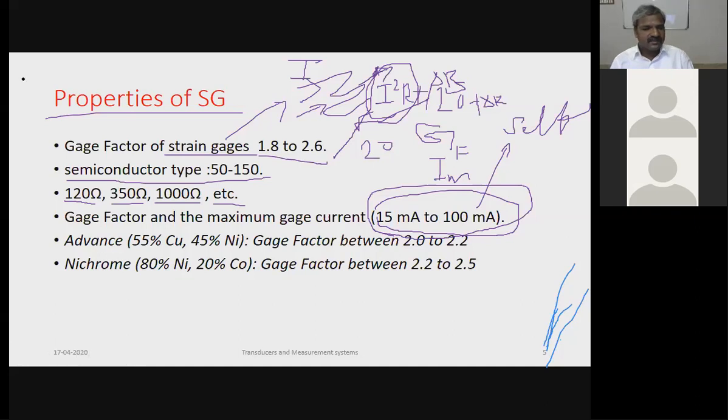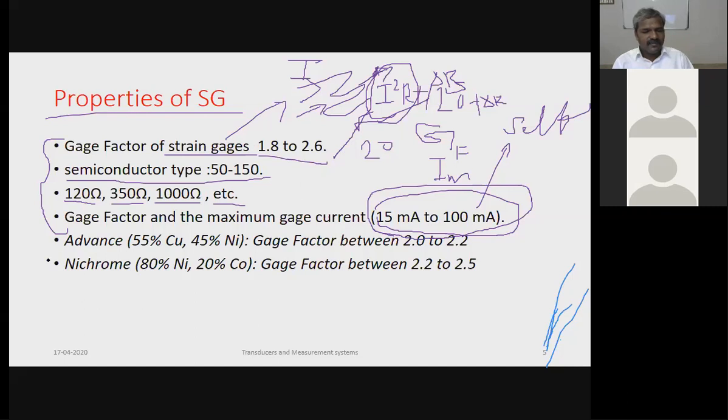So these four specifications are very important. Suppose in the examination the examiner fails to give the gauge factor value of a particular element, you can assume the gauge factor value of the given strain gauge is 2, if the examiner fails to give the value.